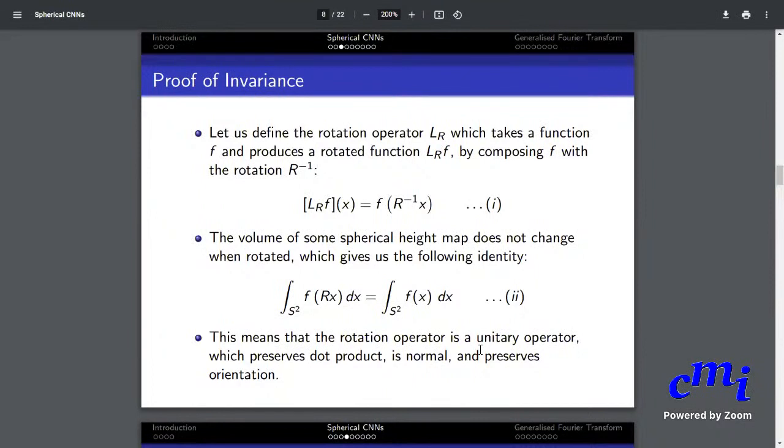What do you mean by preserves orientation? So you mean that if you apply LR to some R prime of F, then that is the same as LR of F? Ma'am, can you repeat it again? What do you mean by LR preserves orientation? So orientation here basically means that, for example, if in a picture there is one left and right, then even if you rotate it, the left and right does not change. It remains the same.